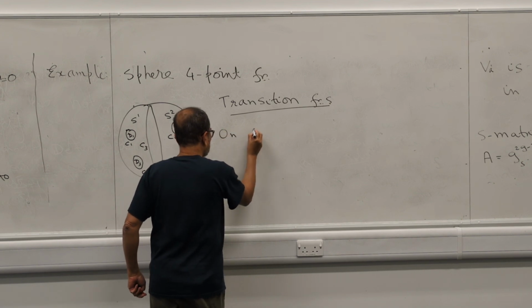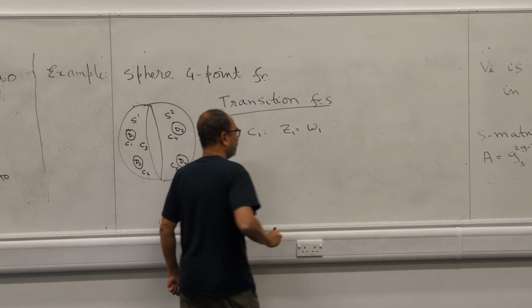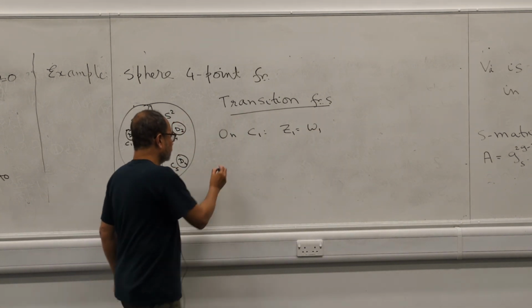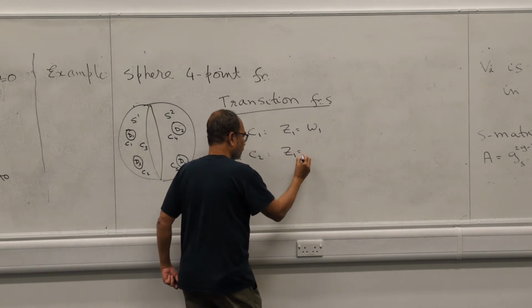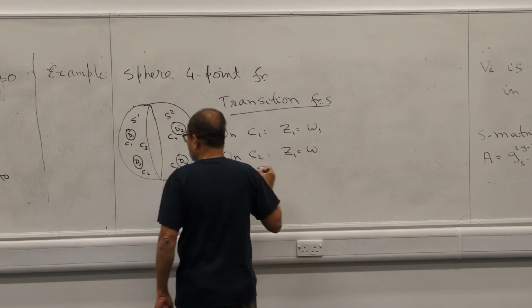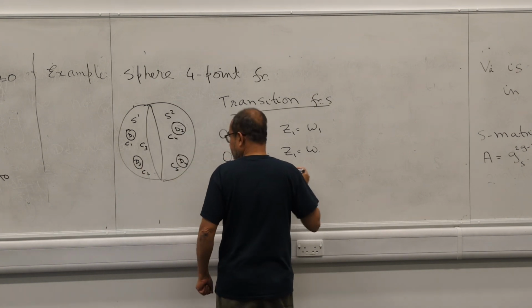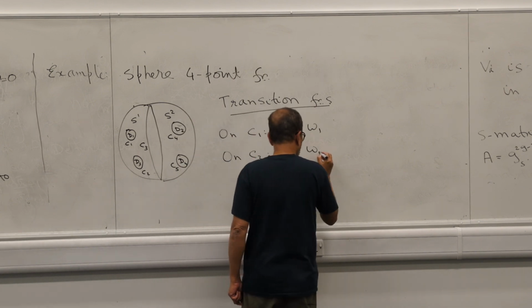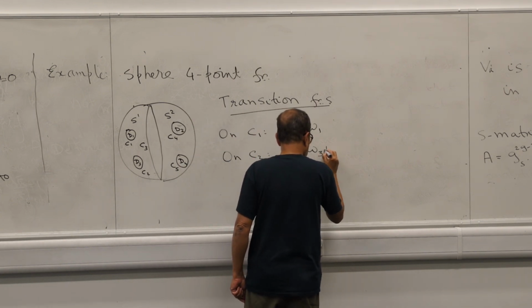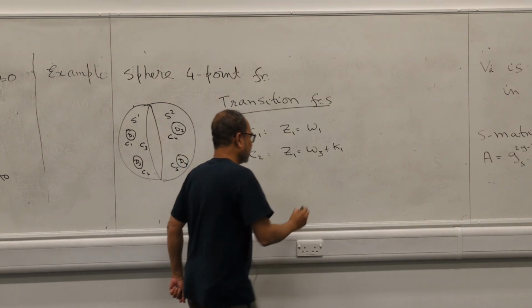On C1, take Z1 equal to W1. On C2, not on C1, on C2, Z equal to W3 plus K1. This is some constant.